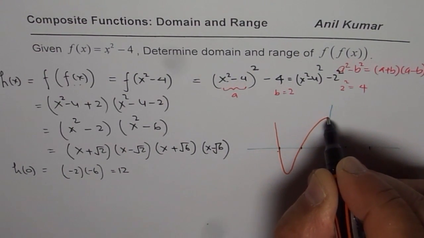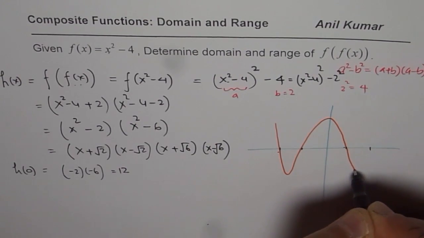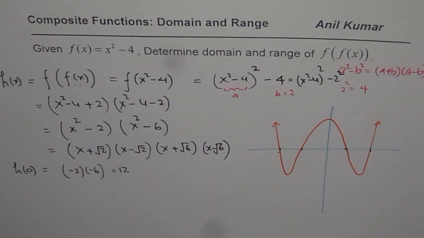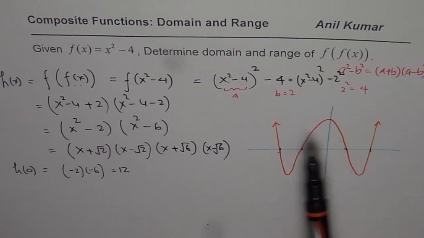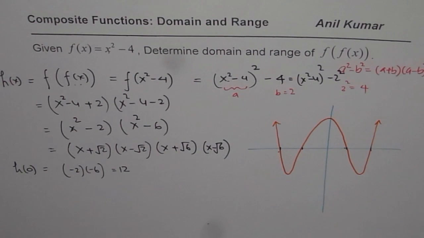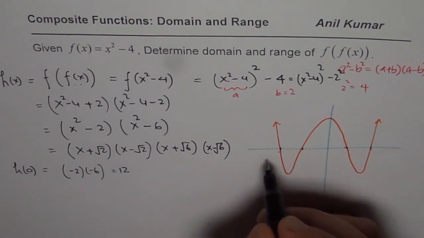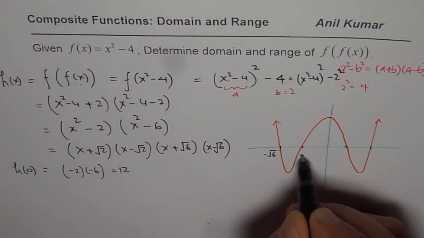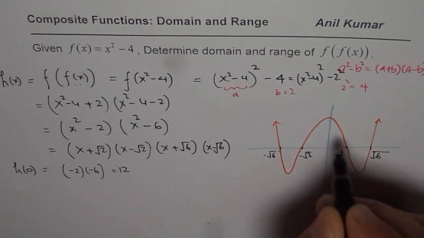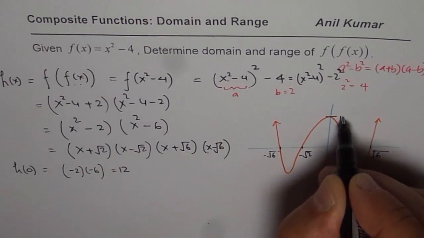So the graph of the function will be kind of like this. That is how we get this function. It is a quartic function, as you can see here, which has these roots: this is minus square root of 6, this is minus square root of 2, square root of 2, and square root of 6. This value we found as 12.